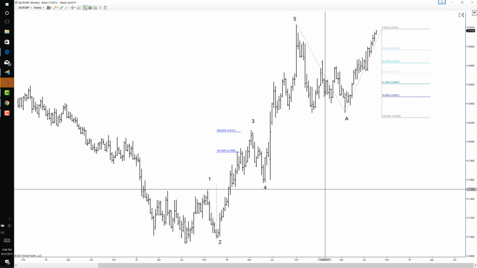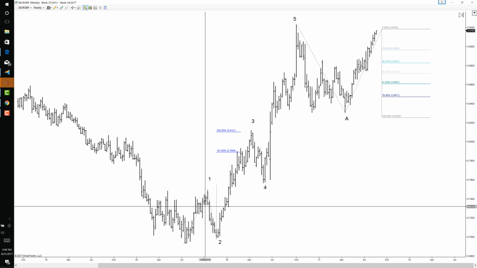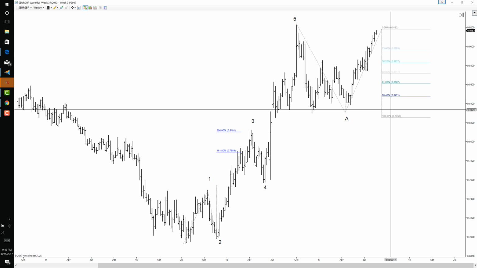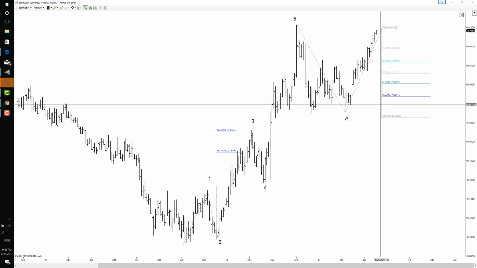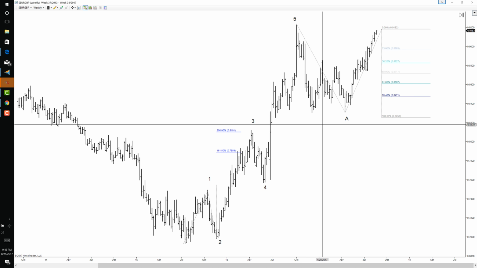An alternative for this count is that this is a 1, this is a 2, or this is not the 1. This is the 1, this is the 2, this is the 3 here, this is the 4, and then you have a wave 5, which will go just above this particular wave here, and now you're going to have an impulsive corrective move, wave A, to the downside. Either way, this market appears to be on the horizon to go short, and this is just one way that I start my counts.